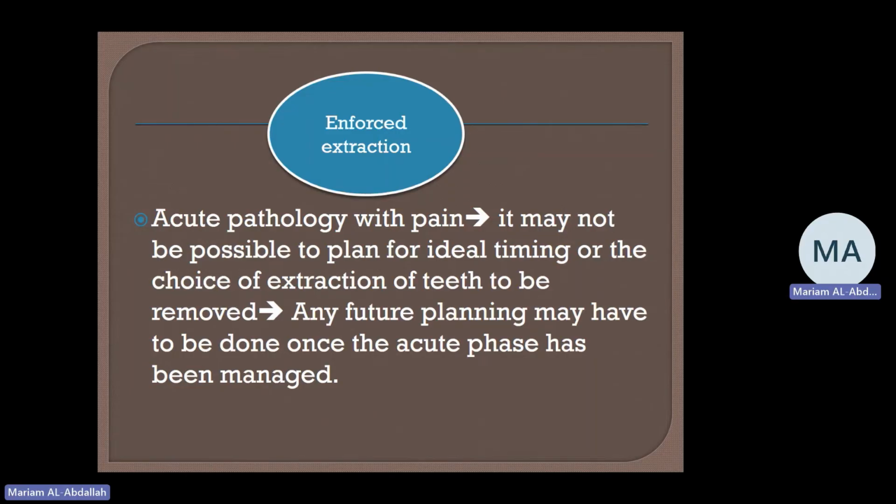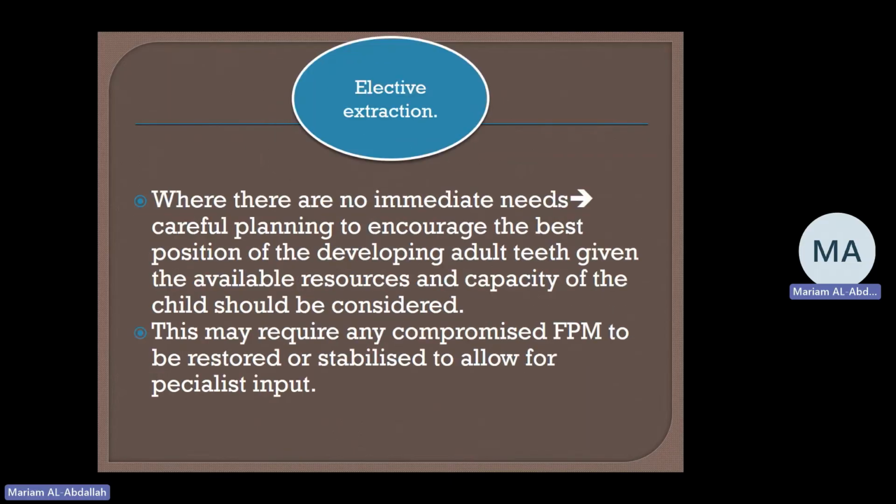So it's obvious that we did not have enough time to go for proper planning. So we go for extraction, and then we assess future options accordingly. When we say elective extraction, that means this is the ideal. We temporize the problem, we manage the pain, and then we refer the patient to the orthodontist for consultation in order to have proper planning for the needed extraction. So this is elective extraction, extraction after proper planning.